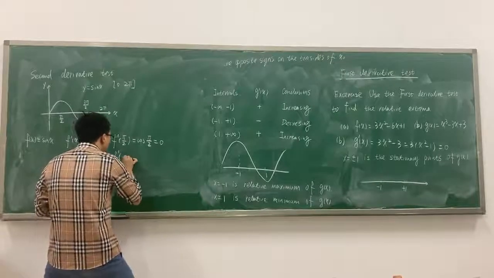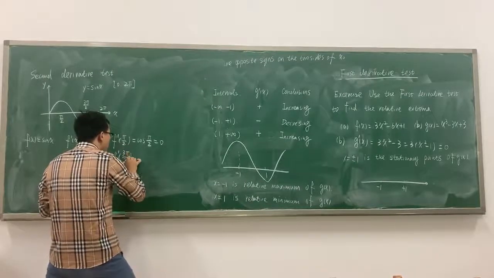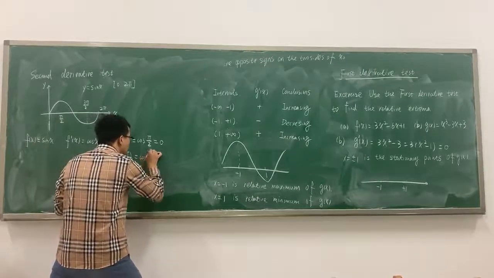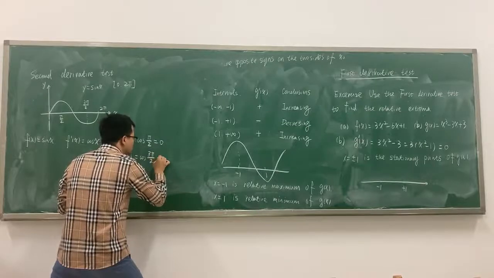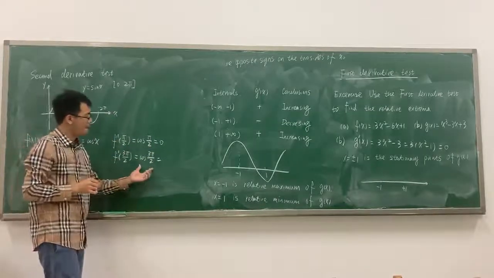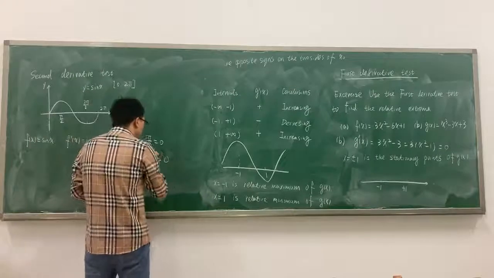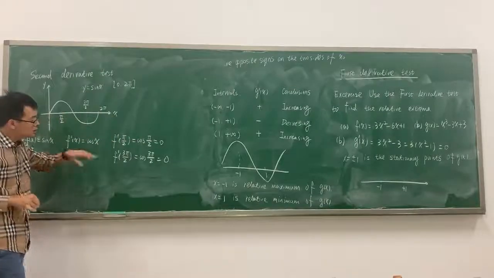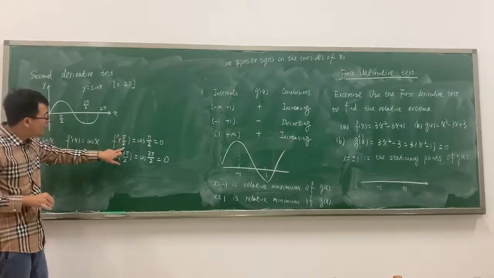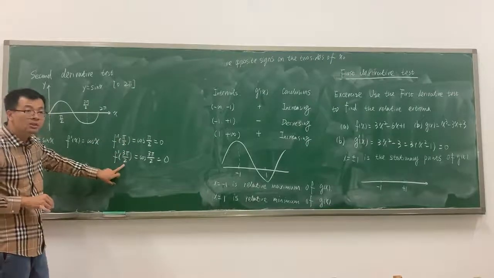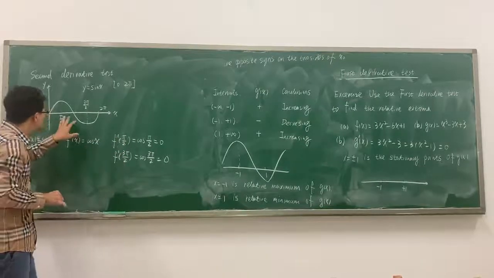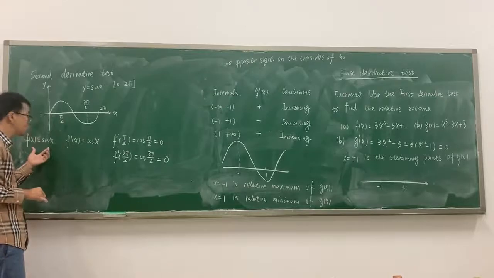And now we see the second one here. f prime of 3 pi by 2 is cosine 3 pi by 2, which is what? It's also 0, yeah? So here means 1/2 pi and 3 pi by 2. These 2 points are the stationary points of the function f(x).